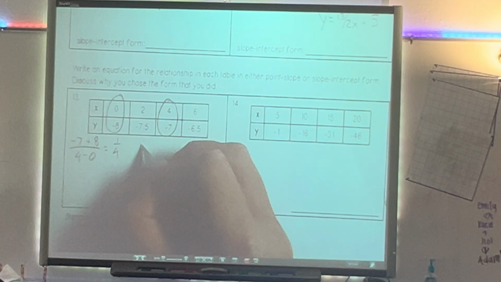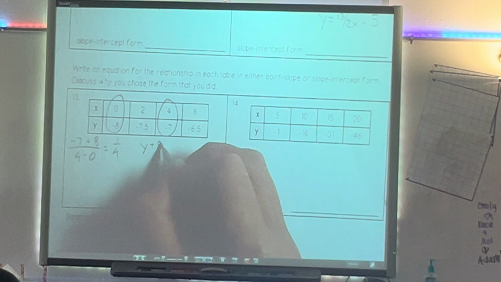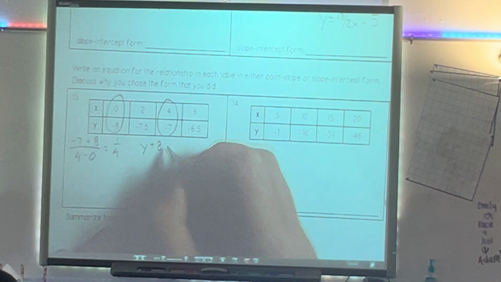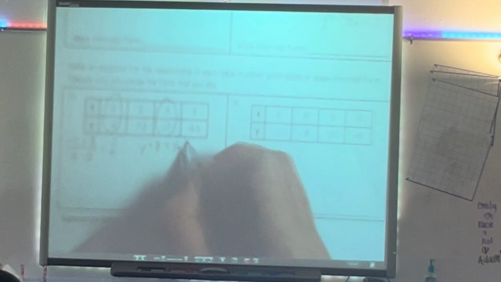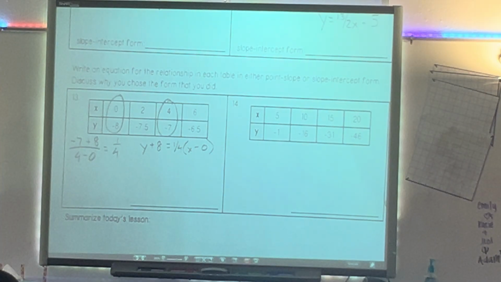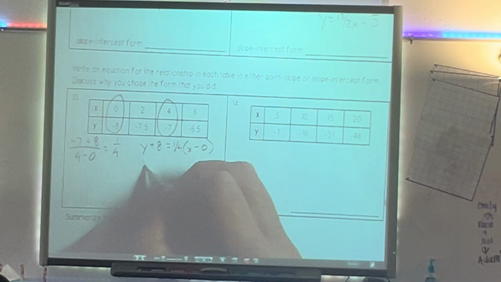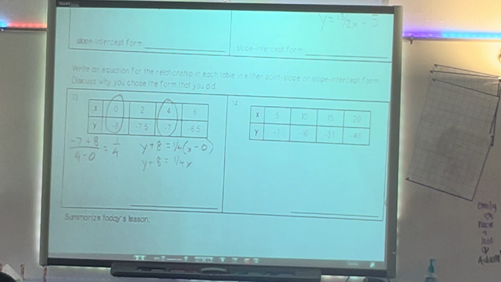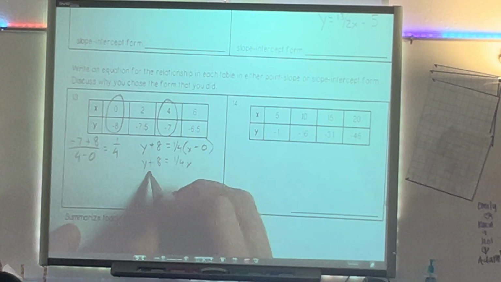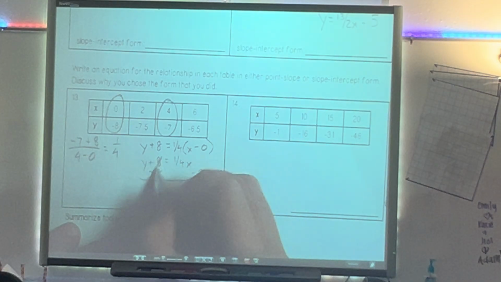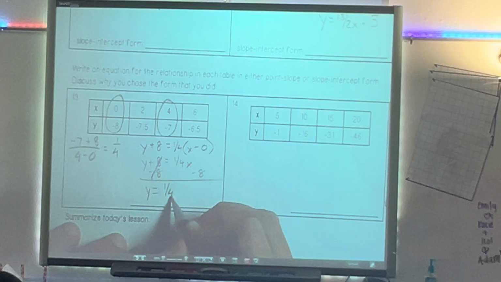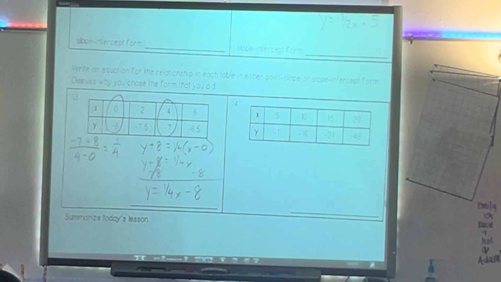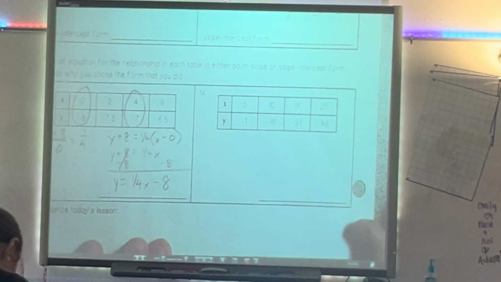So that's going to look like y plus 8 because we have a double negative there, right? And then is equal to 1/4 times x minus 0, which is just going to go away. So I have y plus 8 is equal to 1/4 x. All I need to do now is subtract your 8 to the other side. Okay, so I have y is equal to 1/4 x minus 8. And that matches up to what we already knew that the y-intercept was supposed to be. Everybody okay there? All right, one more.